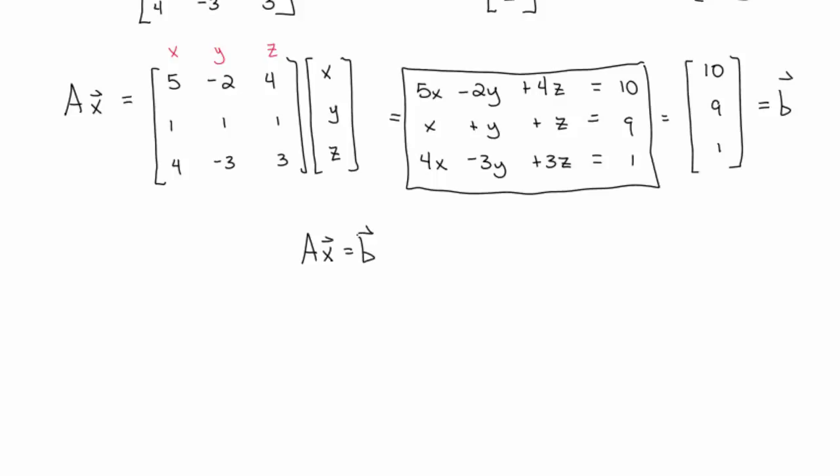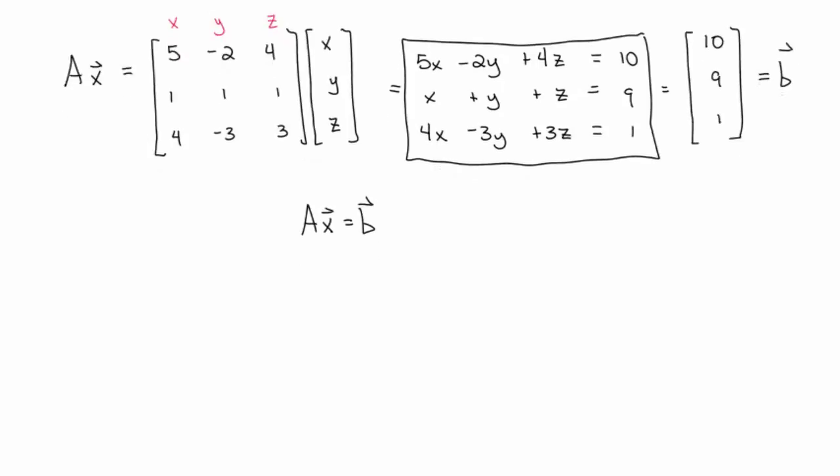Well, now there's even a better way of writing this. You can rewrite this without even an equal sign. The way we do this is with an augmented matrix. The augmented matrix takes the coefficient matrix, the 5, the -2, the 4, the 1, the 1, the 1, and the 4, -3, 3. And instead of stopping right there, we put a vertical bar. The vertical bar is an augmentation bar.